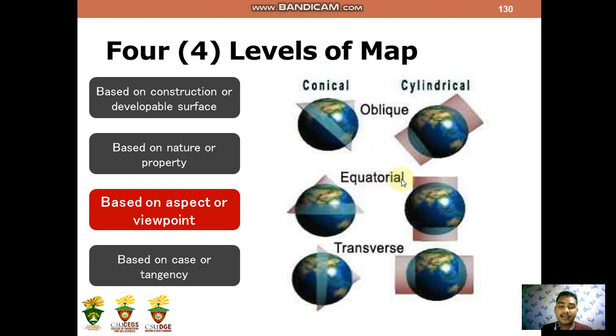For equatorial, or what we call normal, the surface of the projection touches the equator or the parallels. For transverse, it is at 90 degrees to the Earth's axis. Regarding the Earth's axis, the axis of symmetry is here, the same as in the cylindrical.